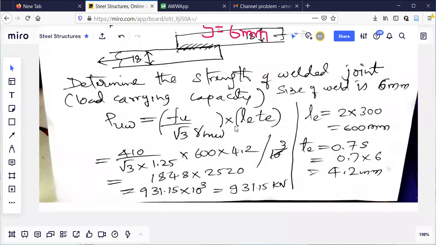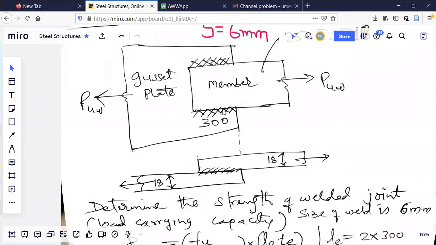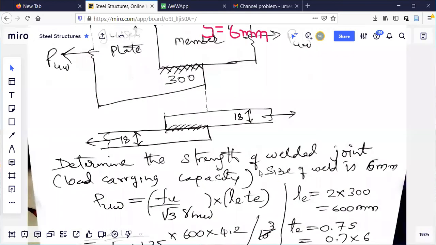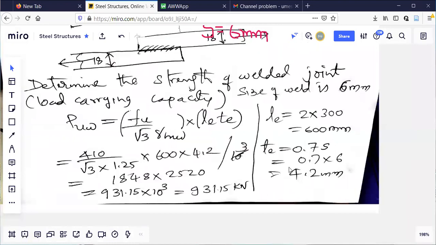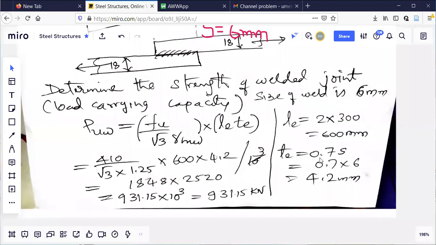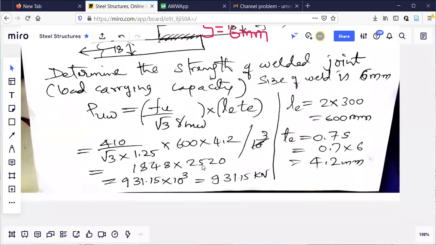So before you substitute these values, write on the right side like this. What is LE? LE is 2 into 300. This side 300, this side 300, 2 into 300, so 600 mm. T is equal to 0.7 times the size. So 0.7 into 6, 4.2 mm. So you need to write 600 into 4.2. So simply substitute these values.